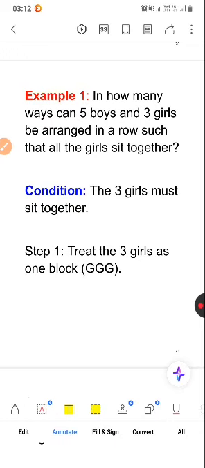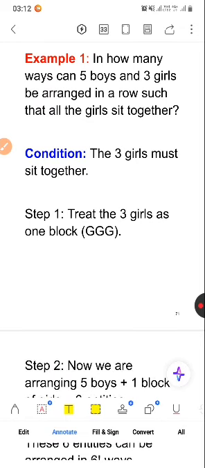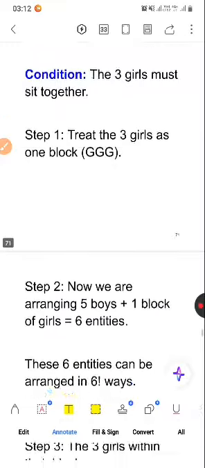In how many ways can 5 boys and 3 girls be arranged in a row such that all the girls sit together? So here we have 3 girls and they are all sitting together. Under conditional permutation, we assume that these 3 girls are one. So the total number that we are going to consider here is 5 plus 1.